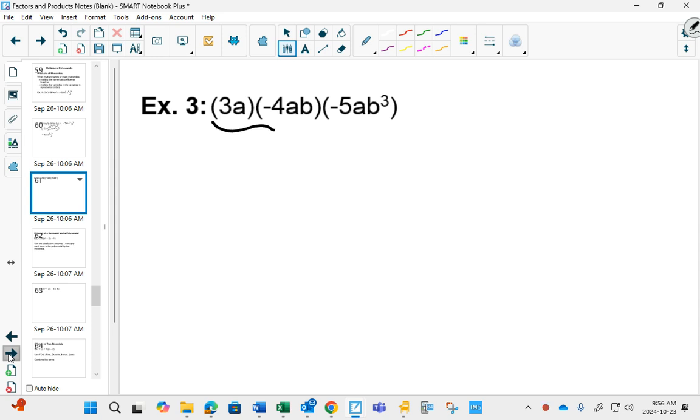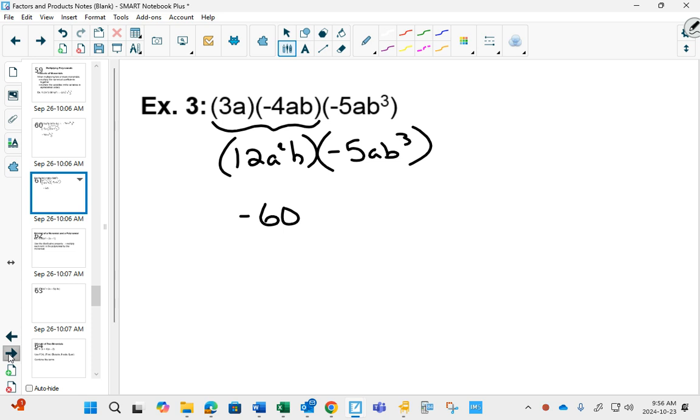So here, if I do these 2 first, I would get 12a squared b. And this one, negative 5ab cubed. Just rewrite it. And now 12 times negative 5, negative 60. I have a squared here, another a there. That'll give me a cubed. Does it make sense from the original one that you have a times a times a, that you would get a cubed in the end? Yes, it should be negative 12. And then that makes this positive 60. Thank you for noticing. And then b times b cubed will give me b to the 4.